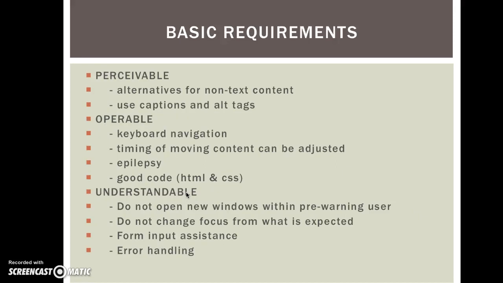So a little roundup of the basic requirements needed for an accessible website. It needs to be perceivable: alternatives for non-text content, and use captions and alternative tags. It needs to be operable, so there needs to be keyboard navigation. Timing of moving content can be adjusted. You know, you need to cater for things like epilepsy, and you just need to make sure there's good code.